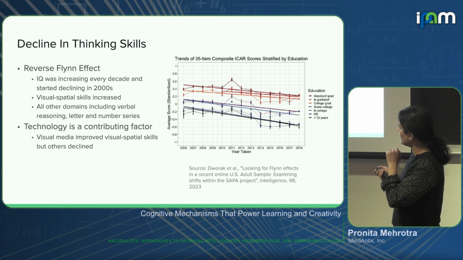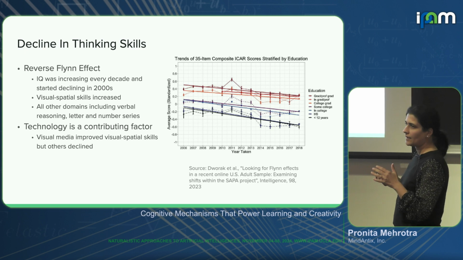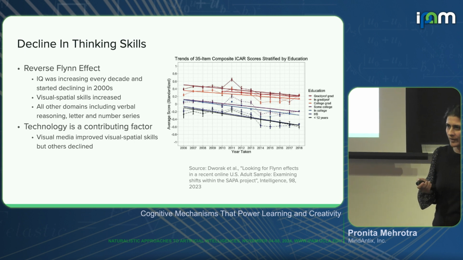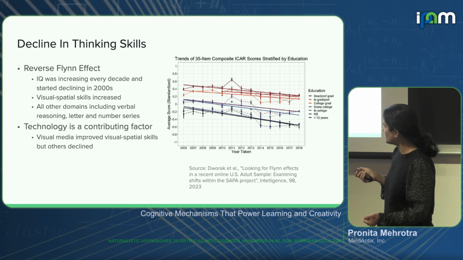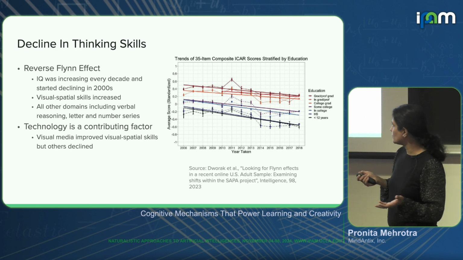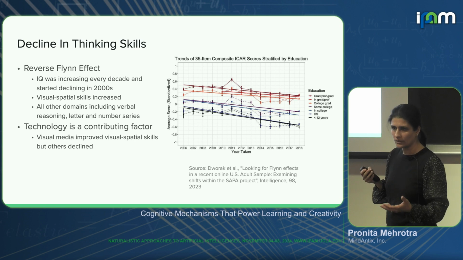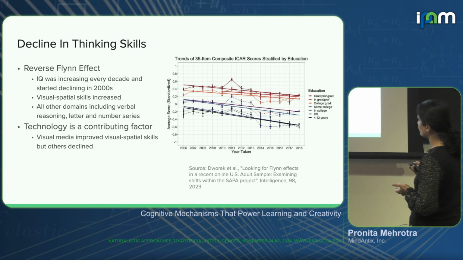And one of the things that even the study points out is that technology is a contributing factor. There are a bunch of different tests in this particular test. Only one of them actually showed an improvement. Everything else, the letter series, the number series that we saw from Martha's, all of them have declined. Only the visual spatial increased, and that's maybe attributed to improved visuals. People are seeing a lot more visual data, and so that's the only thing that's actually improved.